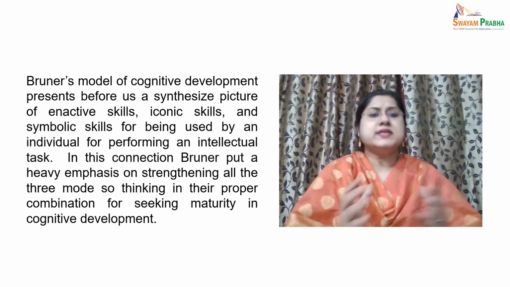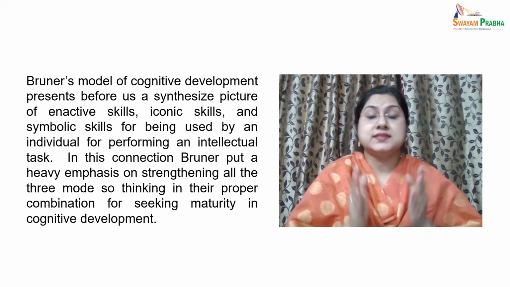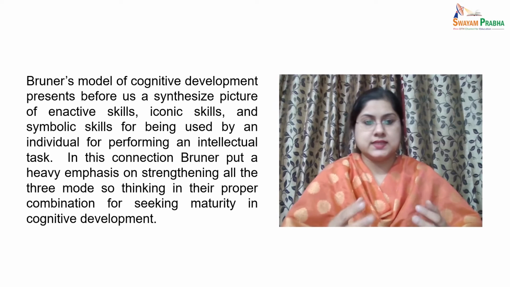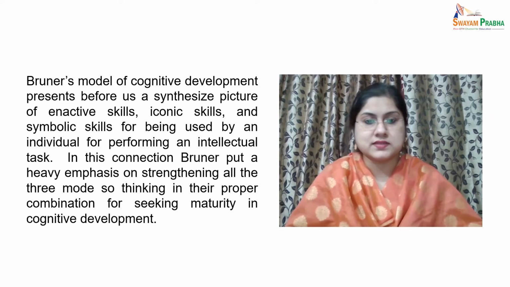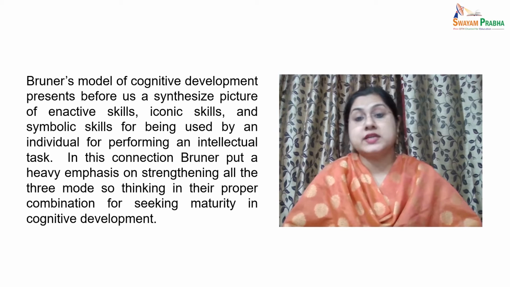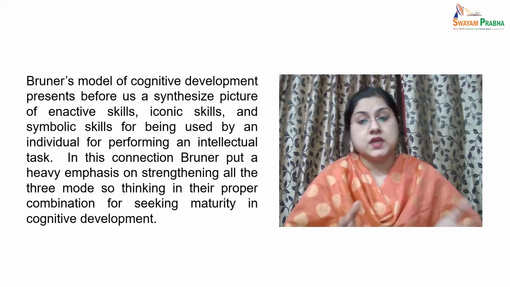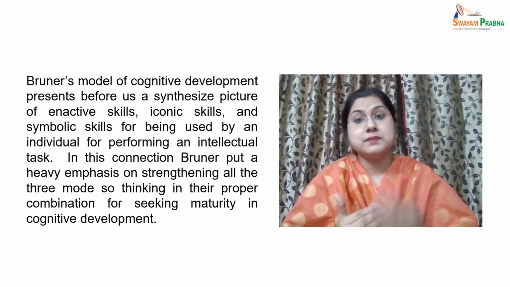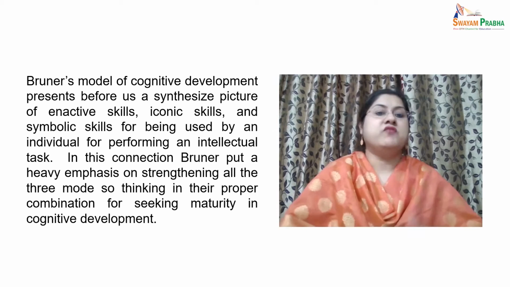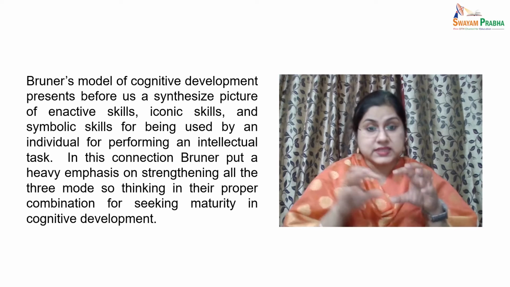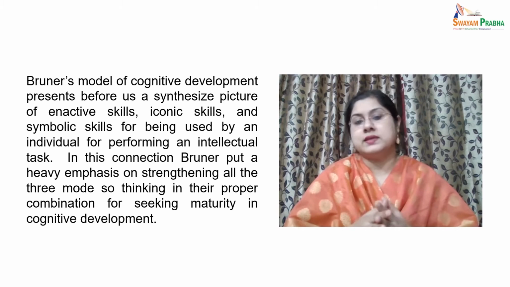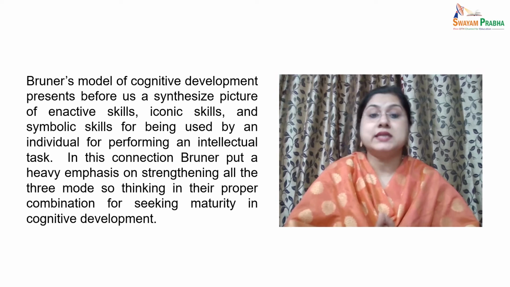Bruner's model of cognitive development presents a synthesized picture of enactive skills, which comprise the manipulation of objects or spatial awareness; then iconic skills, which comprise visual recognition and the ability to compare and contrast; and symbolic skills, which are related to abstract reasoning. So Bruner's model synthesizes all these three skills, used by an individual for performing or learning an intellectual task. Bruner put a heavy emphasis on strengthening all three modes of thinking in their proper combination for seeking maturity in a person's cognitive development.